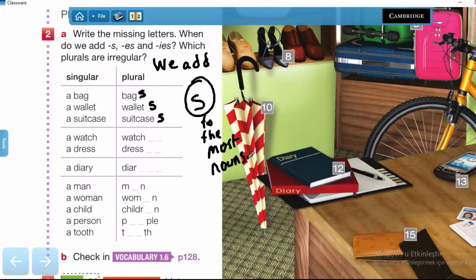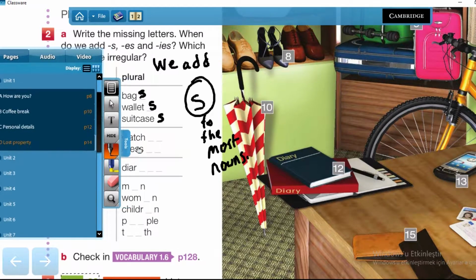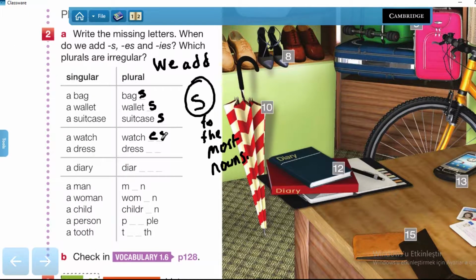nouns. The next rule, we said nouns ending with CH, we add ES. A watch, watches. A dress, dresses. An address, addresses. And nouns ending with Y, a diary, diaries. Here the Y drops and we add IES. Like a country, countries. A city, cities. And we have irregular forms.